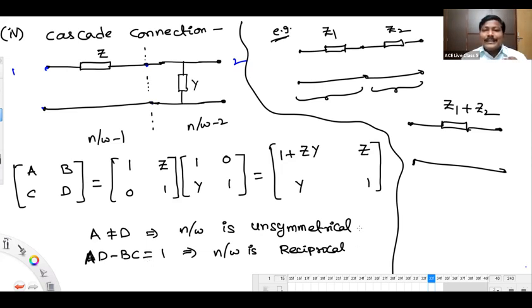Reciprocal means network consisting only passive elements. There is no source inside the network. You might be having source only at the ports.